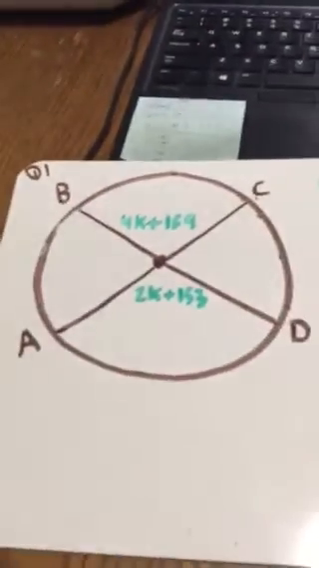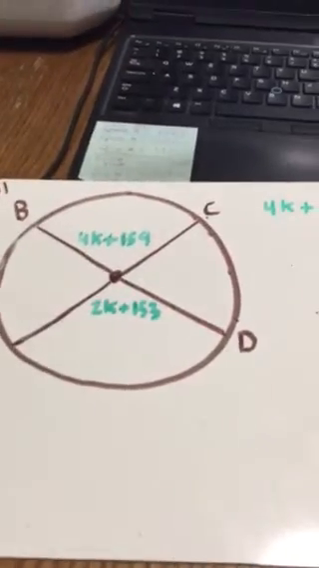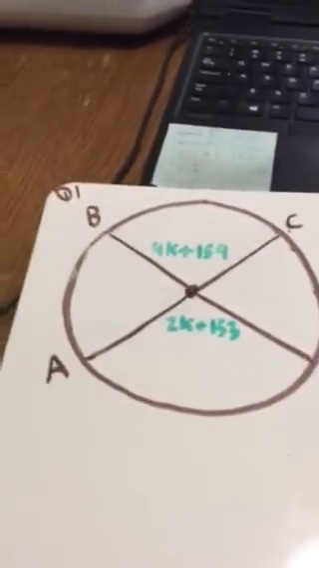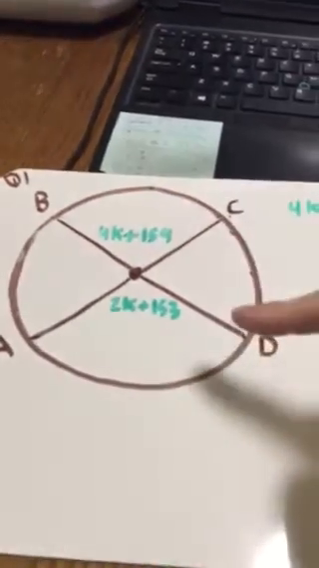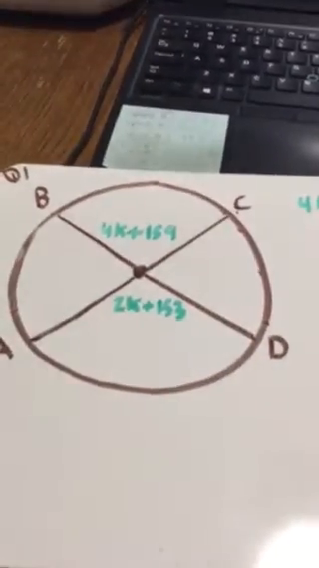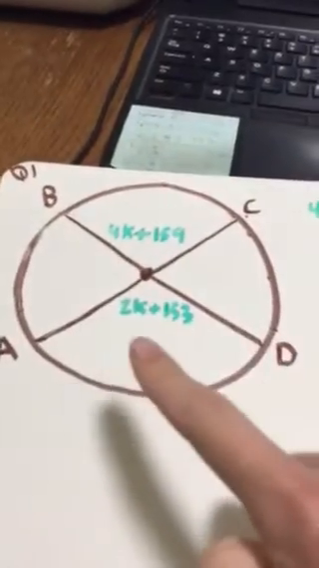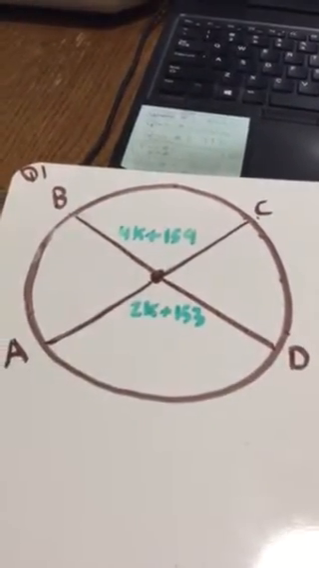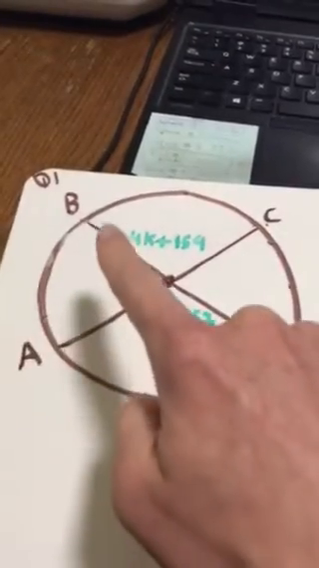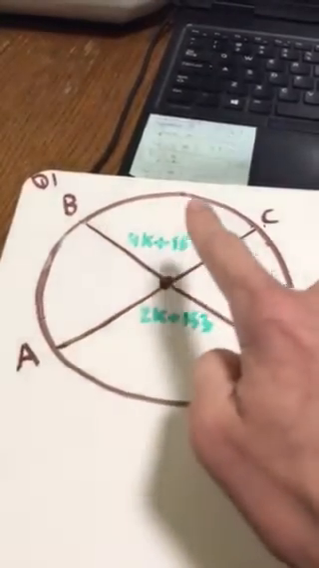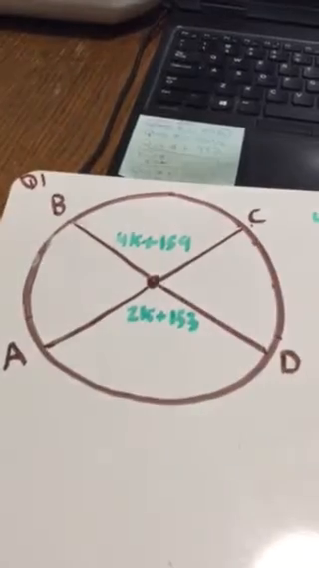Here's question 1, and it says, given that AC and BD are diameters of this circle, what is the arc measure of BC in degrees? So we want to find the arc measure of BC in degrees.